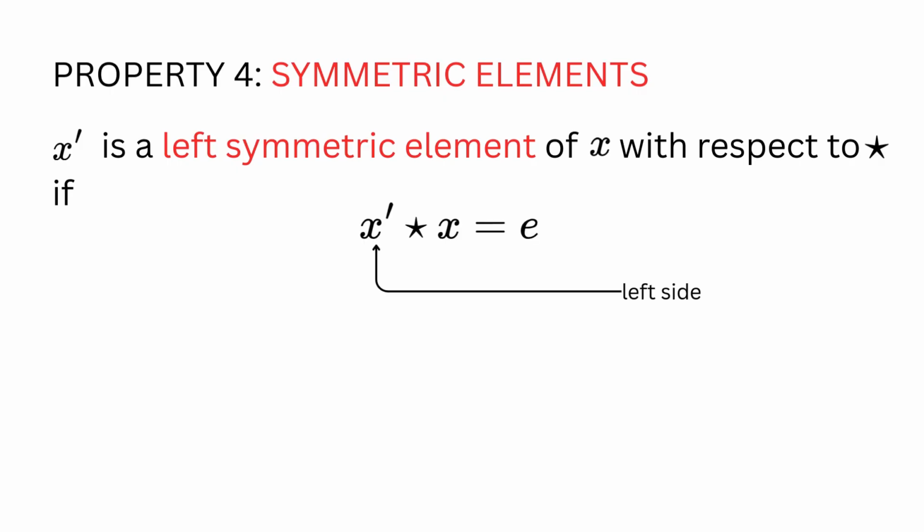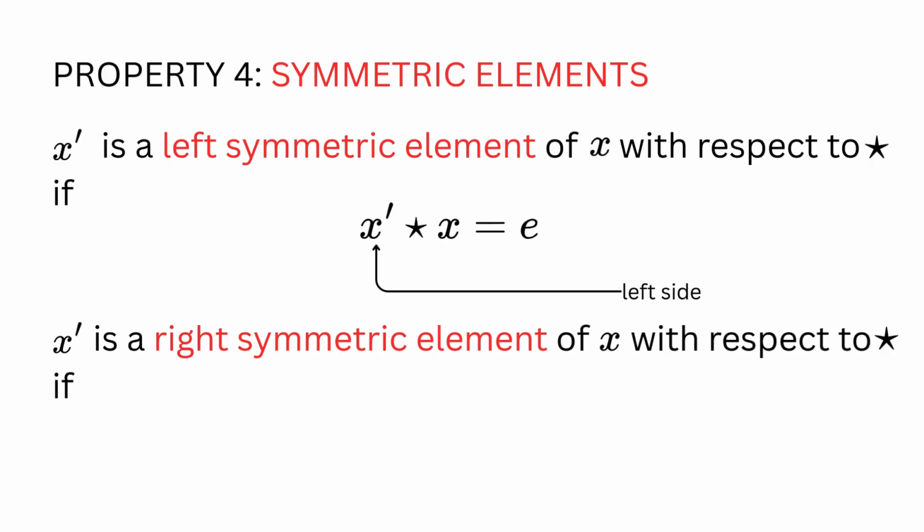of x, if x prime star x is equal to e. Similarly, x prime is a right symmetric element of x, if x star x prime is equal to e. The element x prime is called symmetric of x, if it is both left and right symmetric.